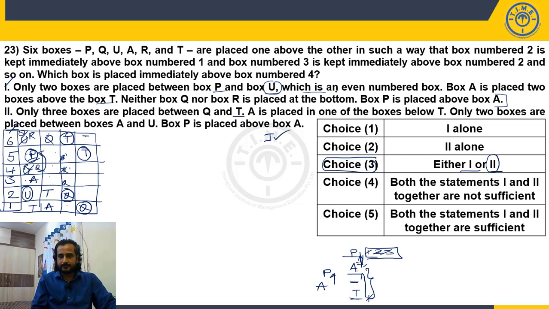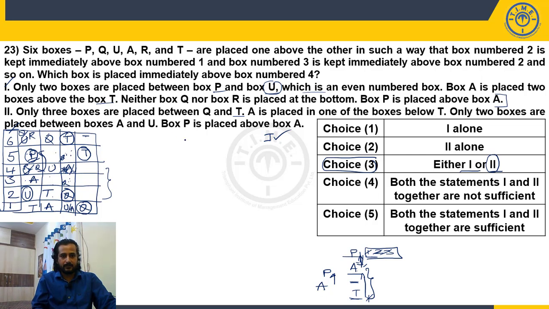What is given next? A is placed one of the boxes below T. So one of these 3 positions will be A. One of these 3 positions will be A, this one also, including this. We cannot decide. What is given next? Only 2 boxes placed between A and U. A here, 1 to U, not possible. A here, 1 to U, possible. So A or U, U or A.